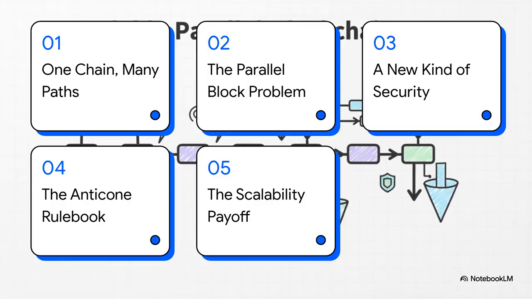So, here's our game plan for today. We'll start by looking at why having many paths is such a big deal. Then we'll dig into the very specific problems that creates. After that, we'll introduce the new security model designed to fix it, look at the rulebook that makes it all work, and finally, talk about the amazing scalability payoff that makes all this effort totally worth it.